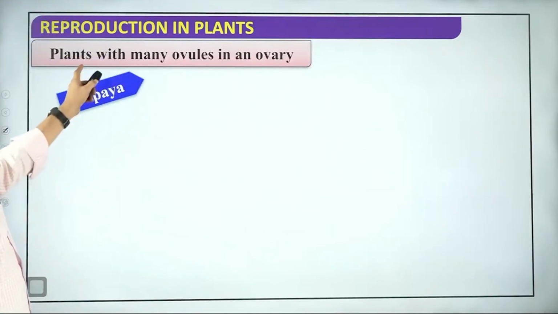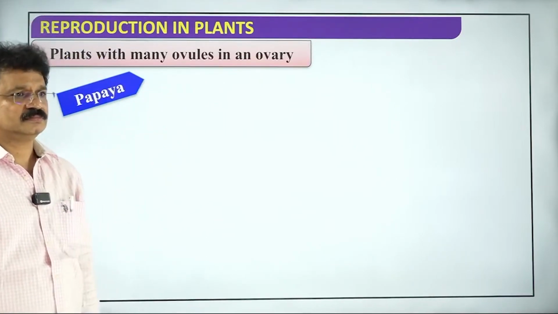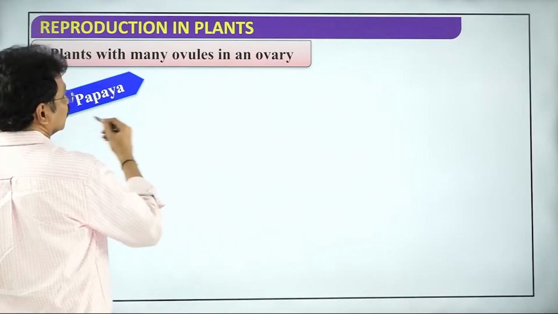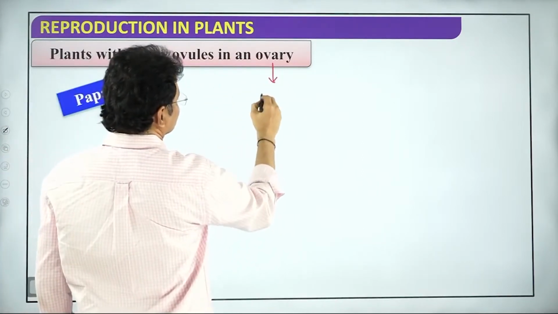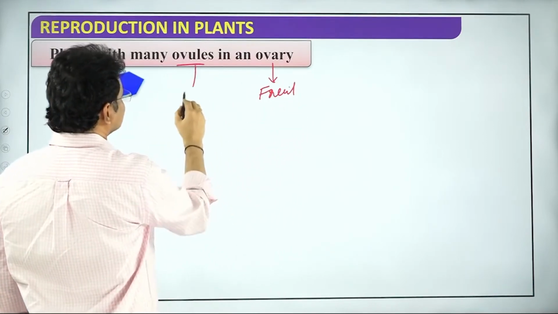Give the example for ovary with many ovules, or fruits with many seeds. At fertilization, the ovary becomes a fruit and the ovules become seeds.